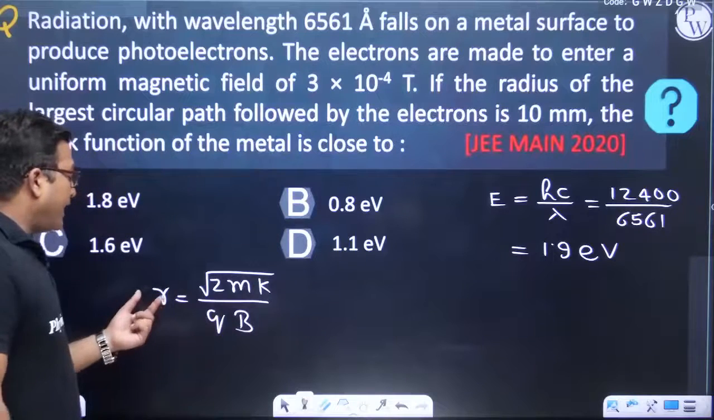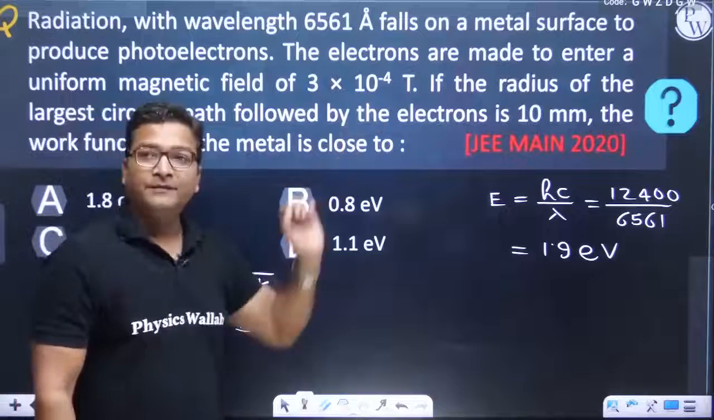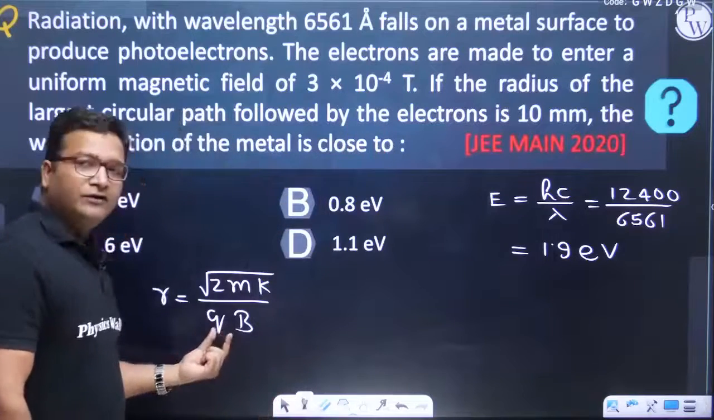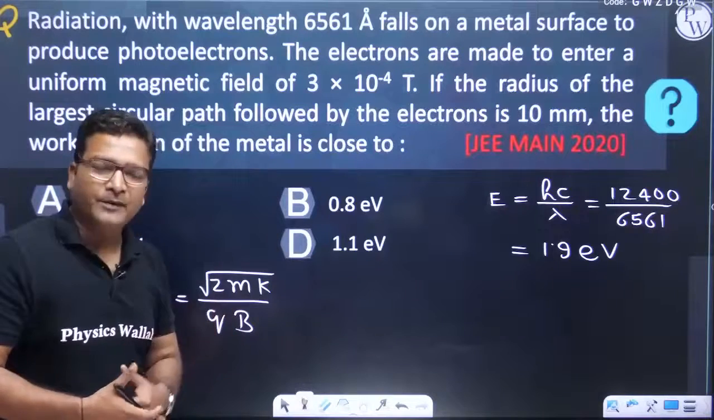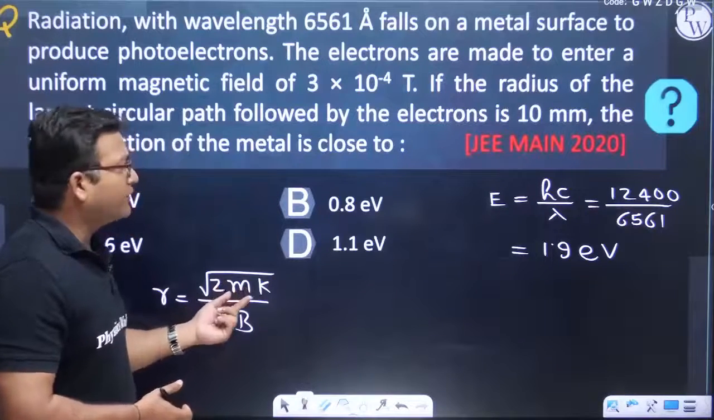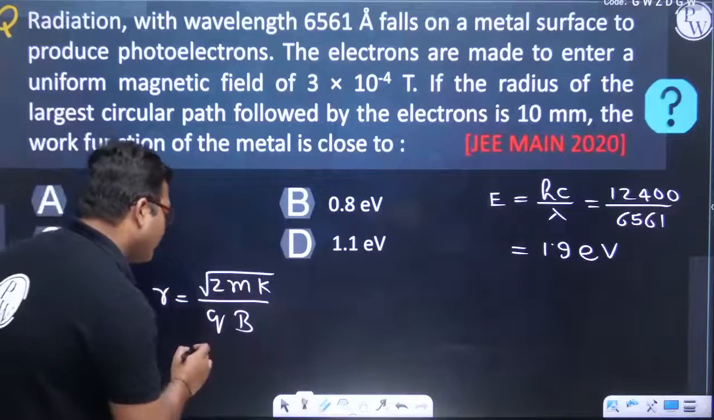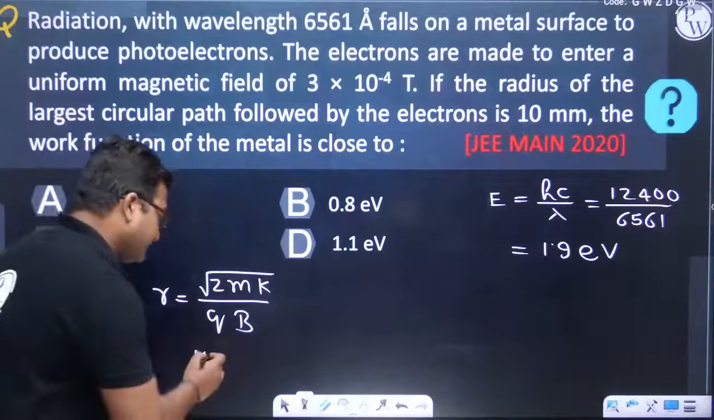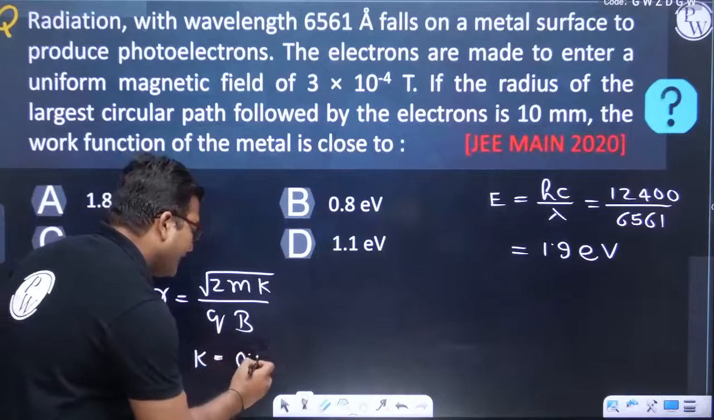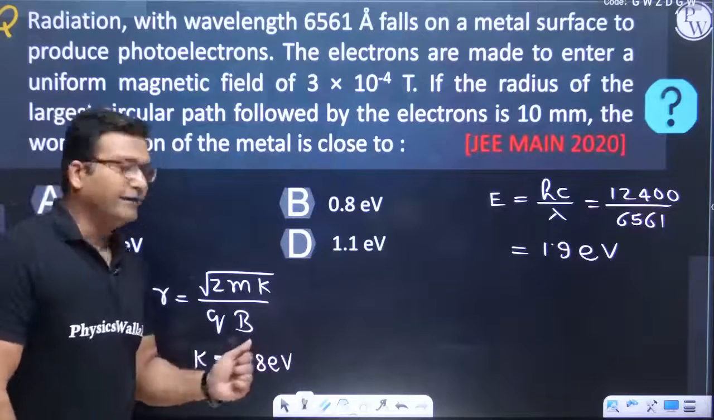Here I can write R as 10 mm, the magnetic field as this much Tesla, the charge of electron you already know, it is 1.6 times 10 to the power minus 19. The mass of electron is known to everyone. So put all these values here and you will find the kinetic energy of fastest electron is 0.8 electron volt.